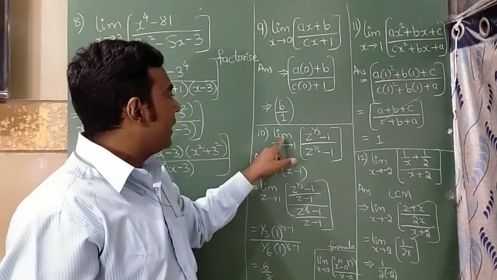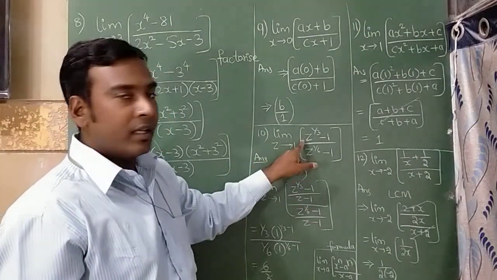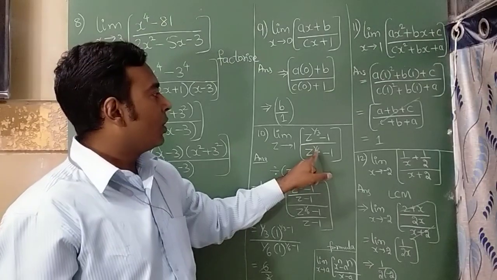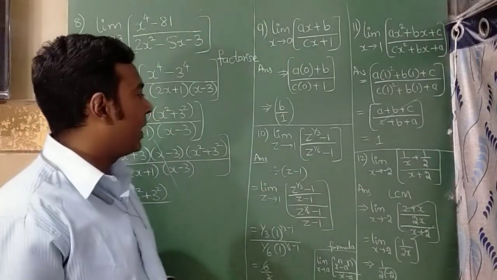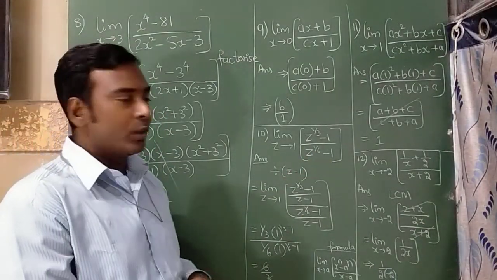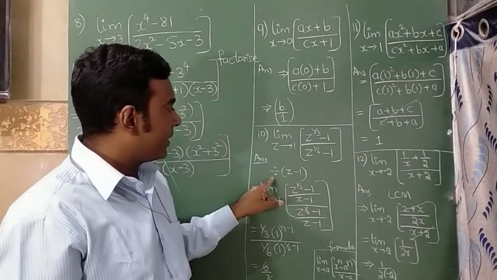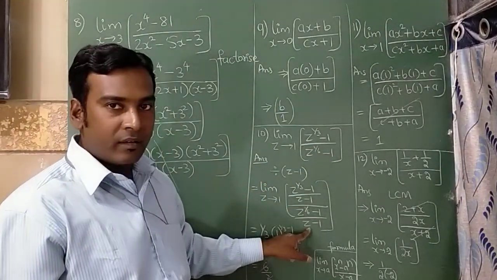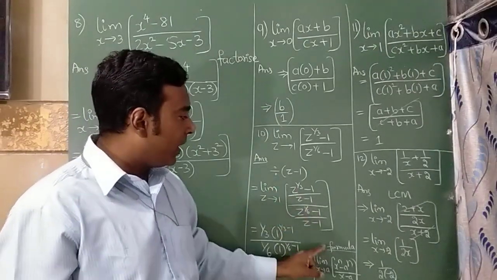So 10th question. Limit z tends to 1, in the numerator z raised to 1 by 3 minus 1, denominator z raised to 1 upon 6 minus 1. So here what you have to do is divide numerator and denominator by z minus 1. Here and here. Fine. So this will form a formula.